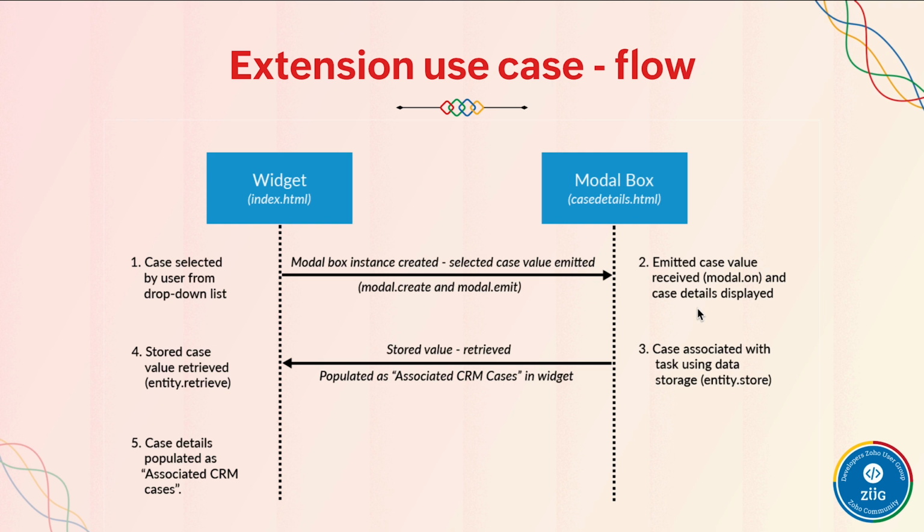So once that case ID which was thrown from the parent widget is received in the model box, details relevant to that specific case are displayed in the model box UI. So now the project agent or the end user is going to view those particular details, right? So once they view those details, if they find it relevant to the task that they're working on, they are going to associate it with the task. So when they click on associate case with the task button, you want to store this case ID specific to that particular task so that it can be later retrieved and displayed in the associated CRM cases section, right?